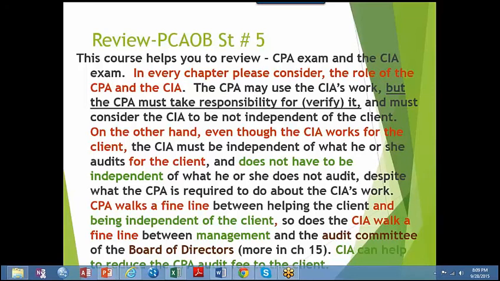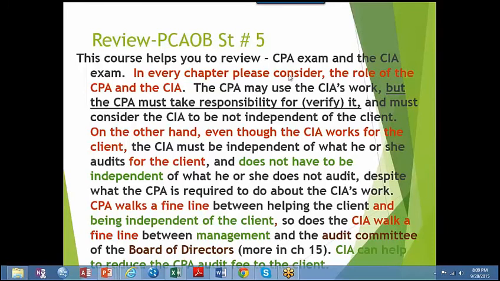CIA, same thing. We are working with management. There's no question about that. We live with them. We are part of the same organization. But at the same time, our independence is driven by the fact that the auditor gets their responsibility and their role directly from the board of directors.